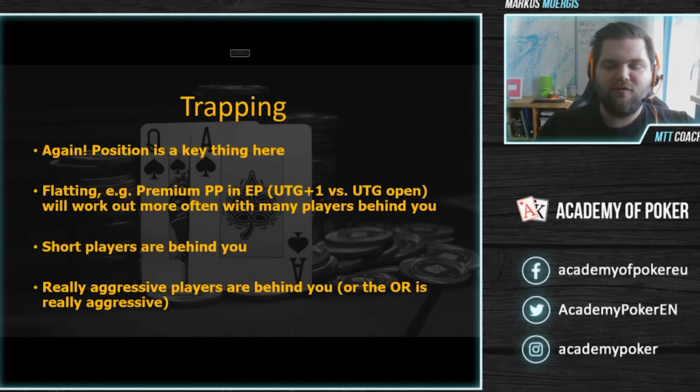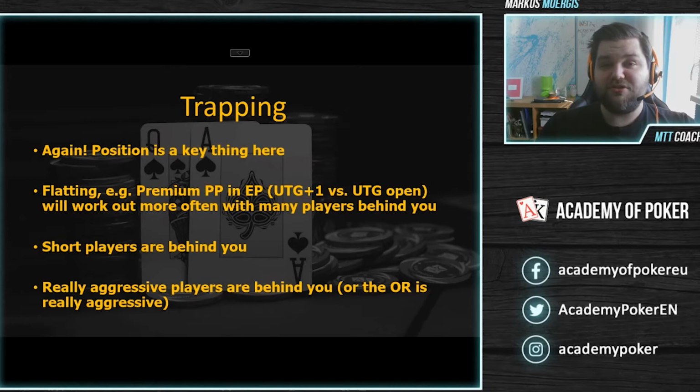So in those situations when you are fairly short, let's say around 20 bigs or even lower, and then you flat in a late position, even though it does look a bit suspicious, because if you put yourself in the situation of another player at the table, you'd say, wow, this short stack player is flatting an opening range in that position.